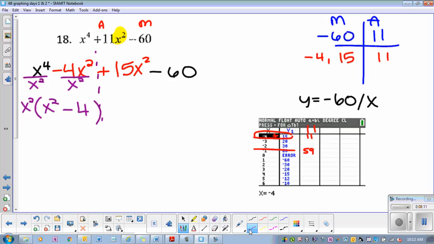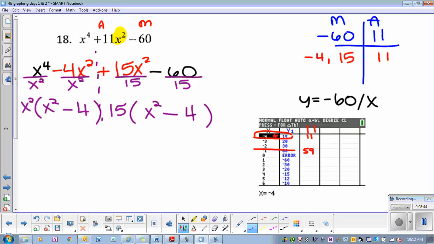And then 15x squared minus 60. Guys, can I take an x out on the right-hand side? No, because the negative 60 does not have an x. However, 15 and 60, I know they have a GCF. What is it? Good. It's 15. Divided by 15, so we have x squared minus, what's 60 divided by 15? 4.